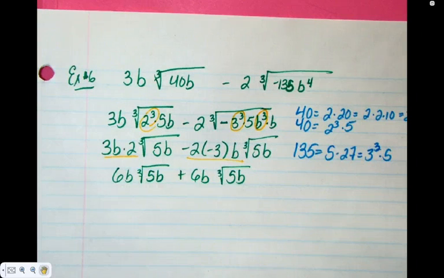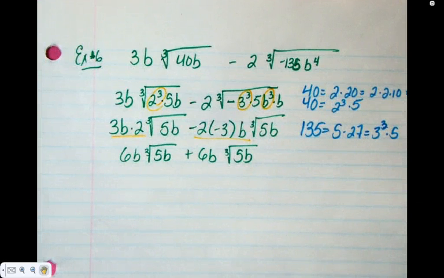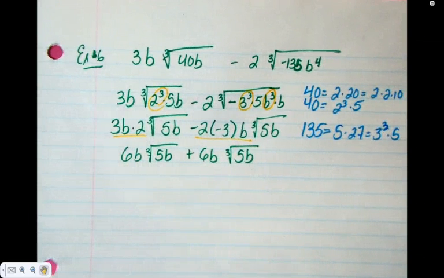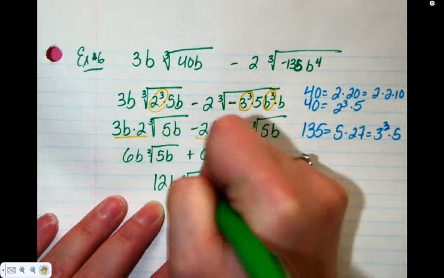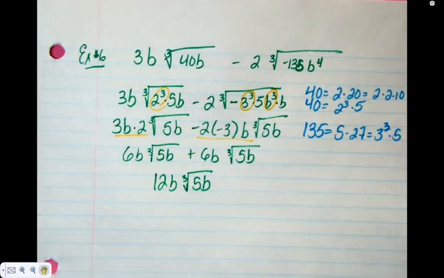So all that work was just from yesterday. That's all step one. Now we got to actually do step two. Are they like radicals? How do you know? Same radicand, same index. So how do we combine these? Well, we just add the coefficients. What's 6b and 6b? 12b followed by the cube root of 5b. Sorry, I'm not having a good verbal day today.